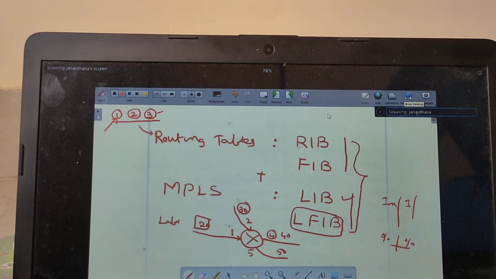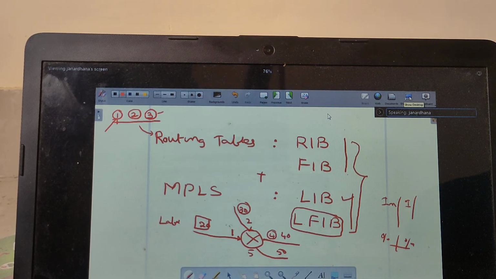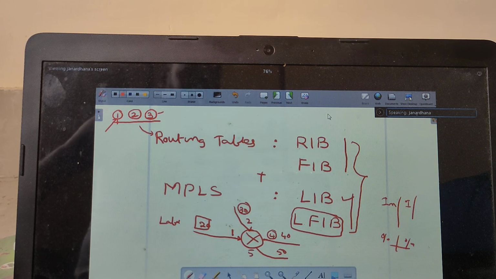So it is a table. The table maintains which labels are coming from which interface and which labels are going out on which interface: the incoming interface and its label, and the outgoing interface and its label. These are all maintained within the router's IOS.